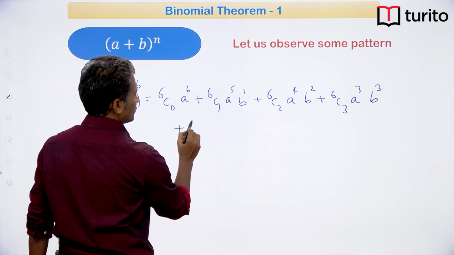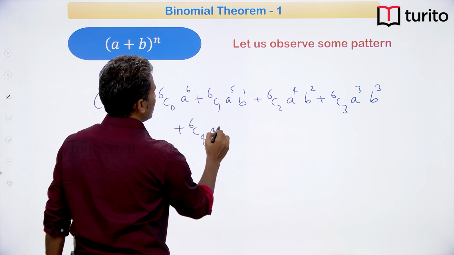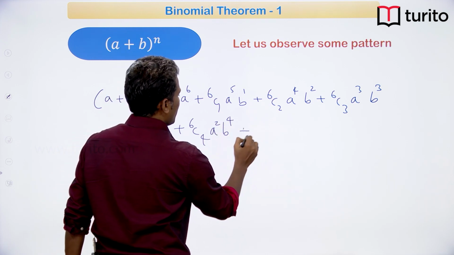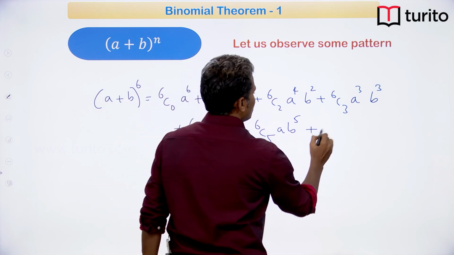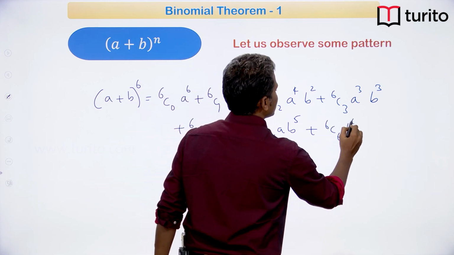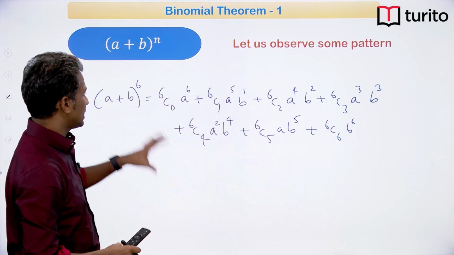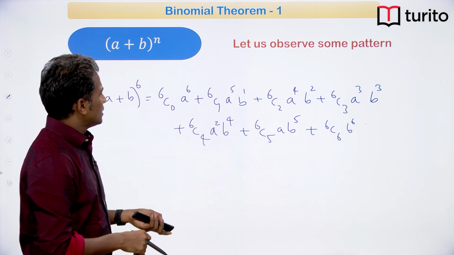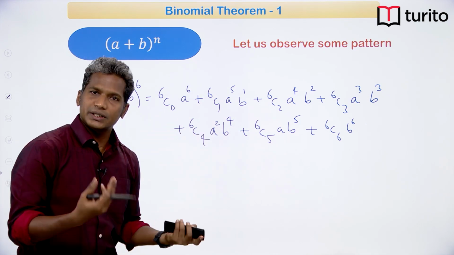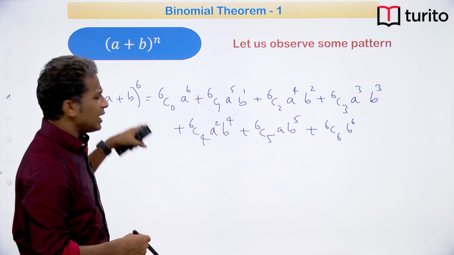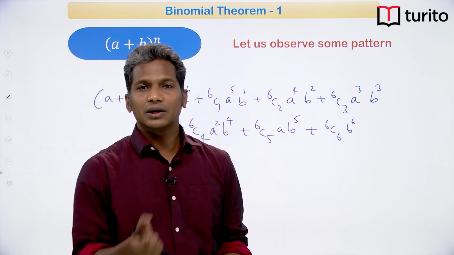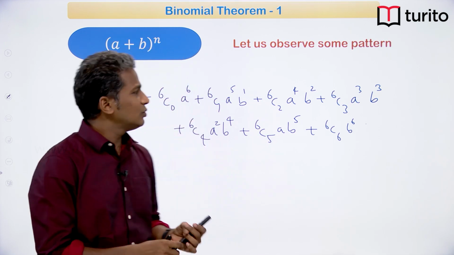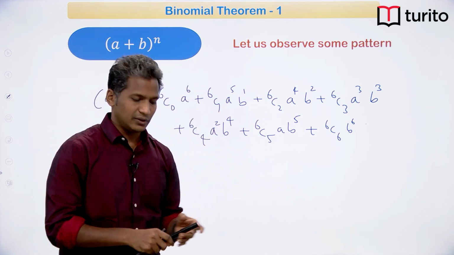So let me just write all of them. 6C4 into a squared into b raised to 4 plus 6C5 into a into b raised to 5 plus 6C6 into b raised to 6, okay. So this is the basic idea of the expansion. So now if you have understood this, now in place of a and b, even if there are other terms or other variables or other numbers, you must be able to reproduce the same pattern, okay.